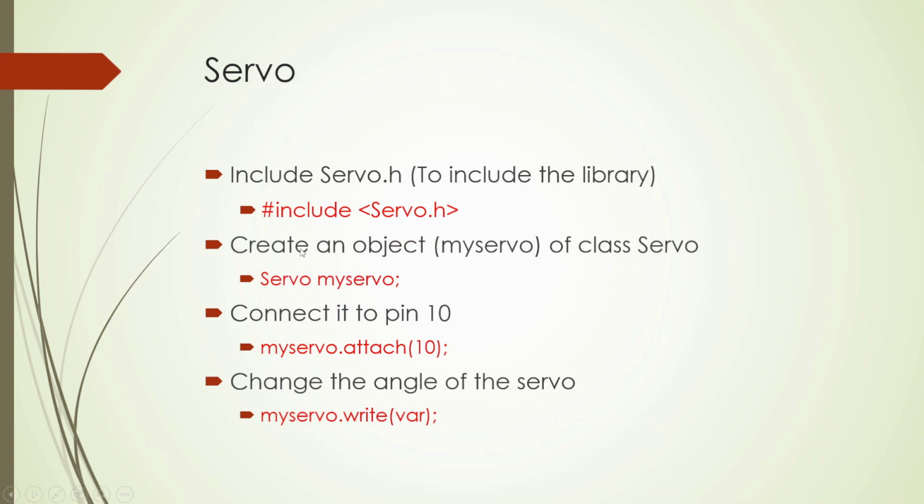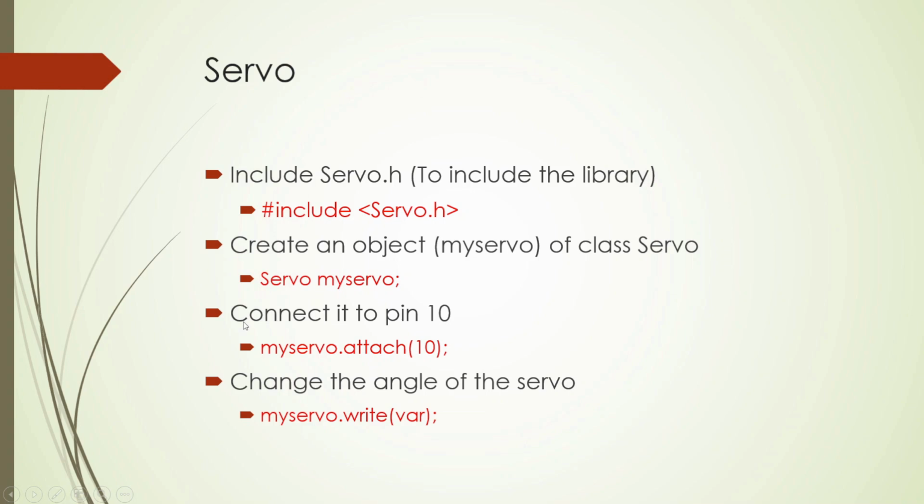For the servo, the basic commands are, number one, we need to include the library. So we say #include <Servo.h>. Keep a note that Servo has a capital S. Now create an object myServo of class Servo. So myServo is the object that has been created and the class name is Servo. Make sure Servo has a capital S and myServo is as shown. This is something which we are creating ourselves.